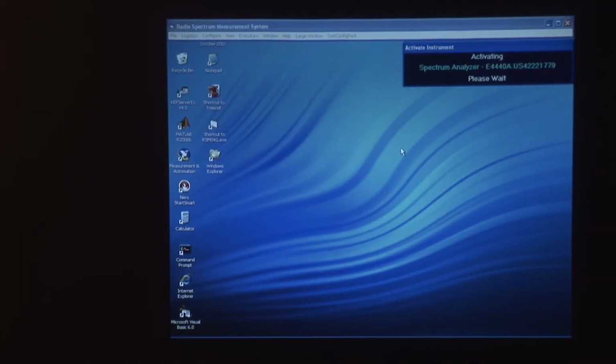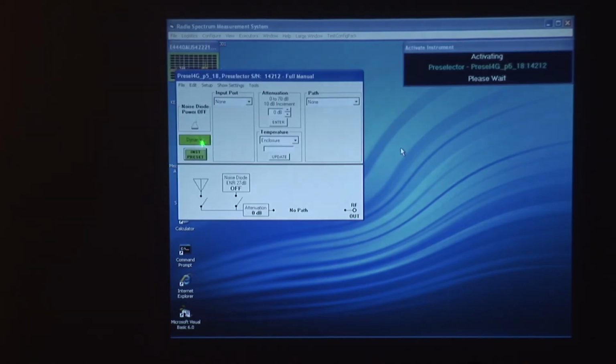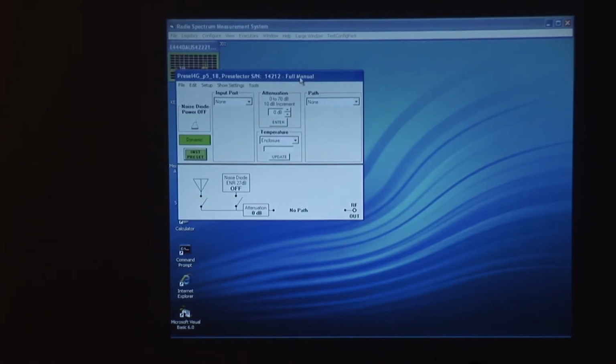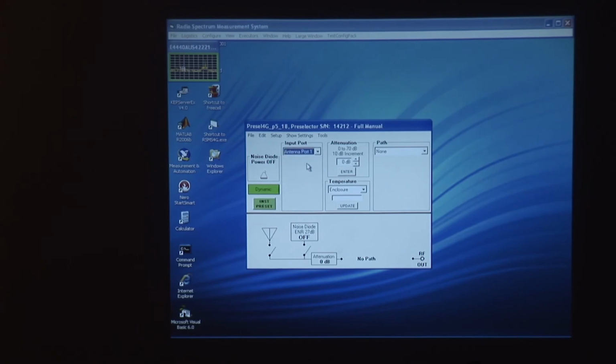This is a measurement system called RSMS4G for 4th generation. We're going to use antenna port number 1. Now we're not going to use the YIG here because the radar signal isn't strong enough to warrant using the YIG, so we're going to use a bandpass filter that goes from 2 to 4 gigahertz.